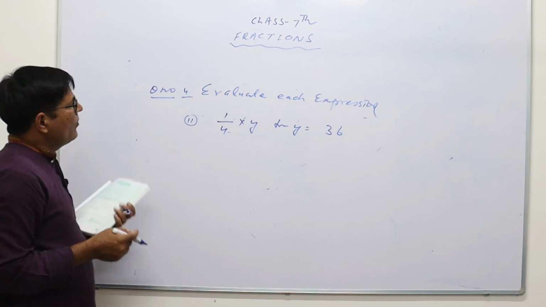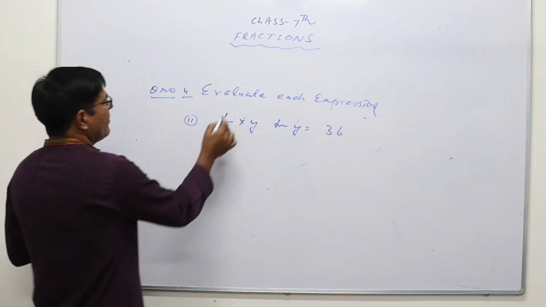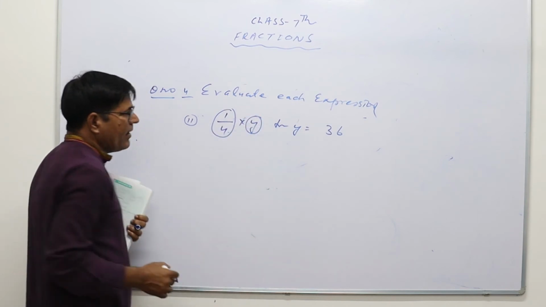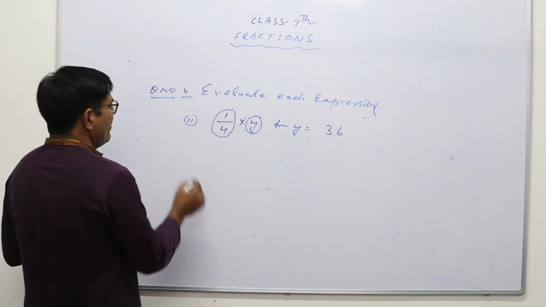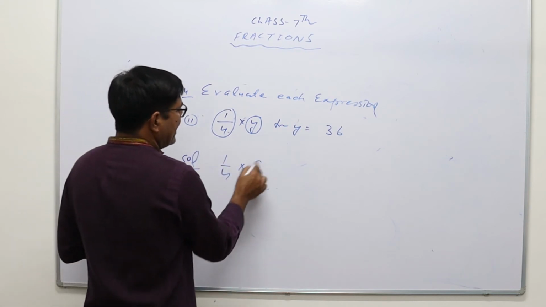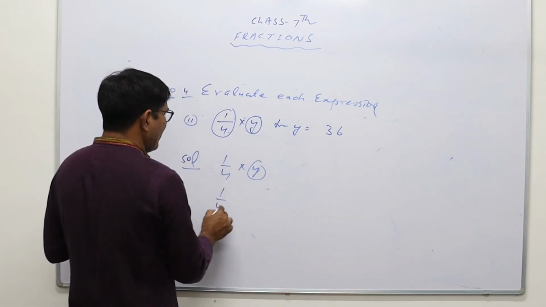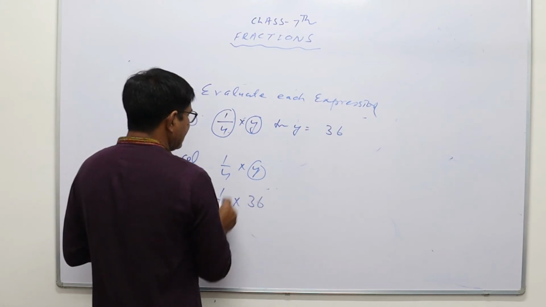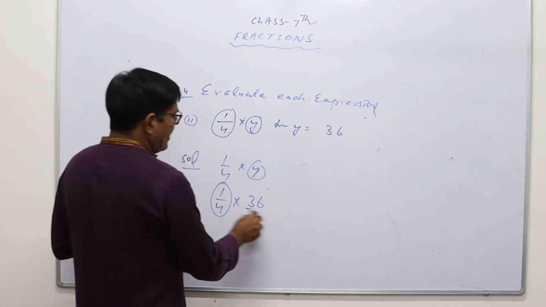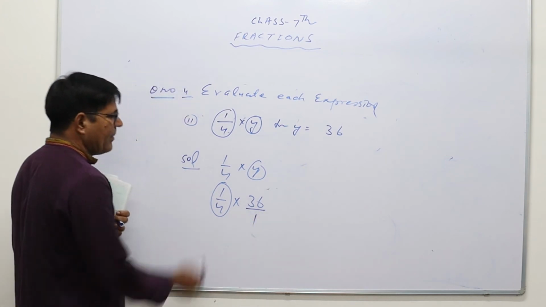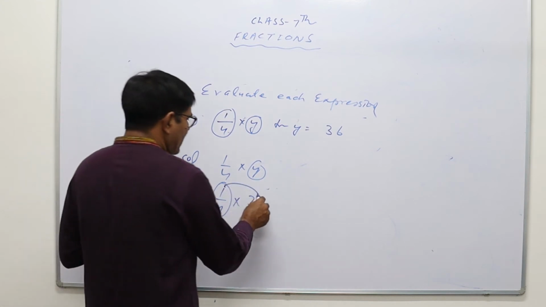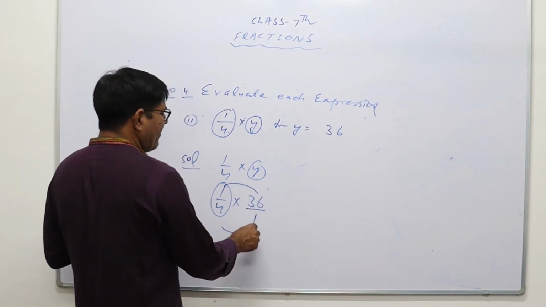So how will we find it here? The 1 by 4 is a fraction and y is any given whole number. So how will we find 1 by 4 into y? Now y is given as 36. So 1 by 4 into 36. That is, a fraction is multiplied with the whole number 36. Every whole number can be written as a fraction. So in multiplication, 1 will be multiplied with 36 and 4 will be multiplied with 1.